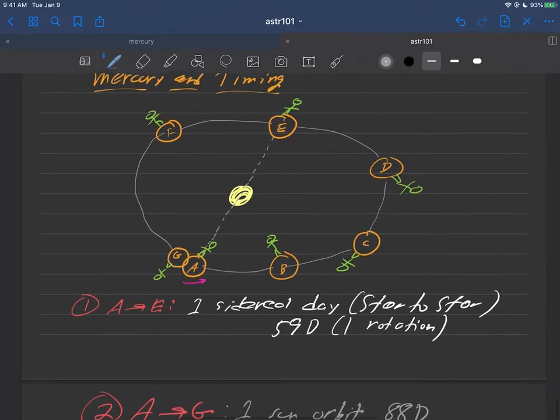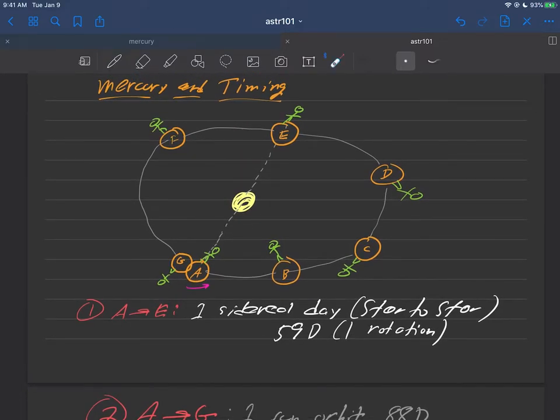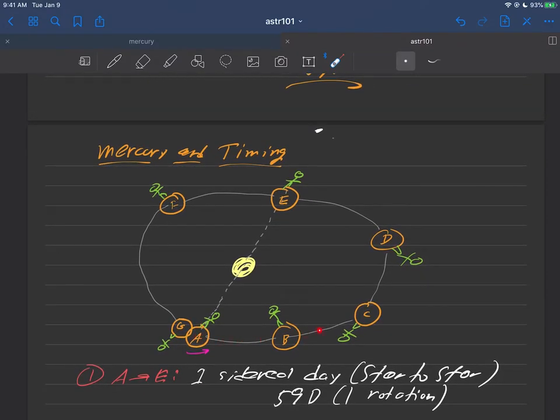Okay, so a bit of recap. We drew Mercury in its orbit in all its full glory here. We've labeled a few positions as it orbits around the sun. And we discussed that A to E is one sidereal day, and I know that because when I go from A all around to E, the person is always in the right position to look up and see this distant star. So that's one sidereal day, and on Mercury that just happens to take 59 days.